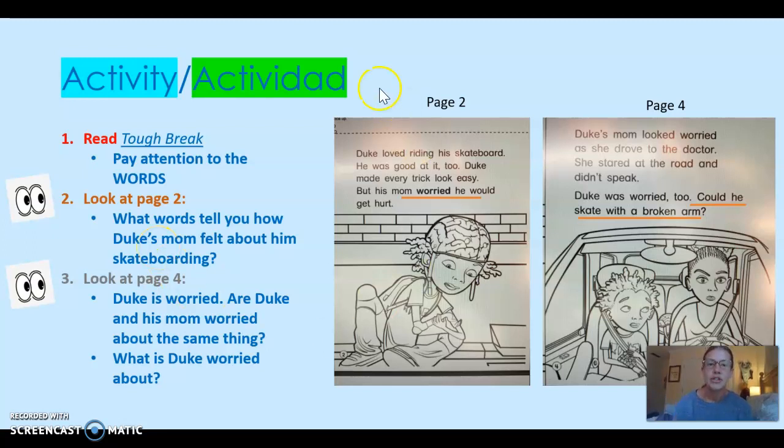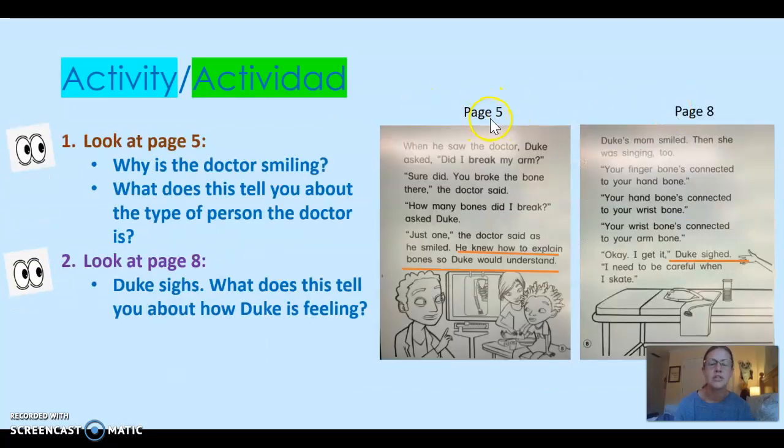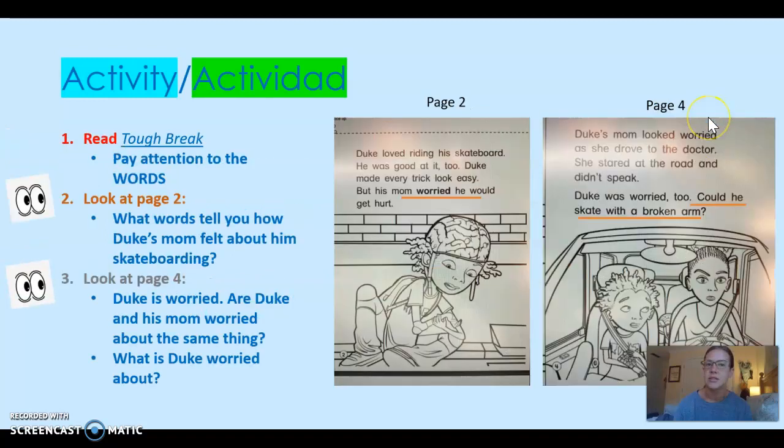We're going to look at page 2. Here's page 2. I've numbered all the pages. This is page 2. This is page 4. This is page 5. This is page 8. I've got the pages here for you. So you're going to look at page 2 with your eyes. Look at the words, and you're going to read the words, and then you're going to think, what words on this page tell me how Duke's mom felt about him skateboarding?